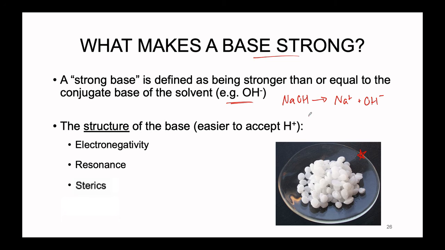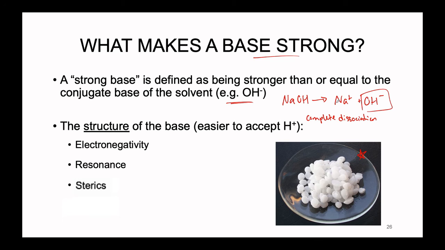This is a complete dissociation, which means for every 1 part sodium hydroxide we dissolve in solution, we are going to get 1 part of hydroxide being present in solution. And as we know, hydroxide is the conjugate base of our solvent, which is water.